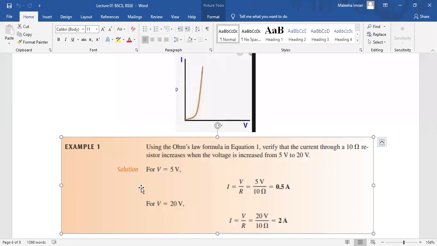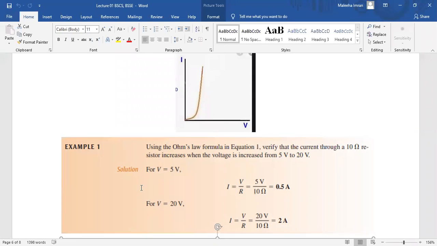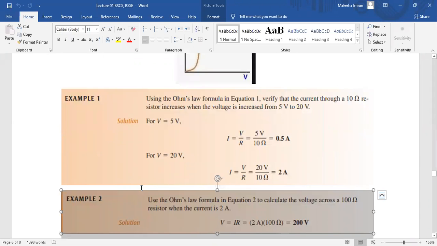From this example you have to measure the current. If the resistance is provided, here in this example we see that if the resistance is kept constant and the voltage is increased, the current will also increase. So in the first case, the voltage is 5 volt, whereas in the second case, the voltage is 20 volts. So you can see how the current increases.